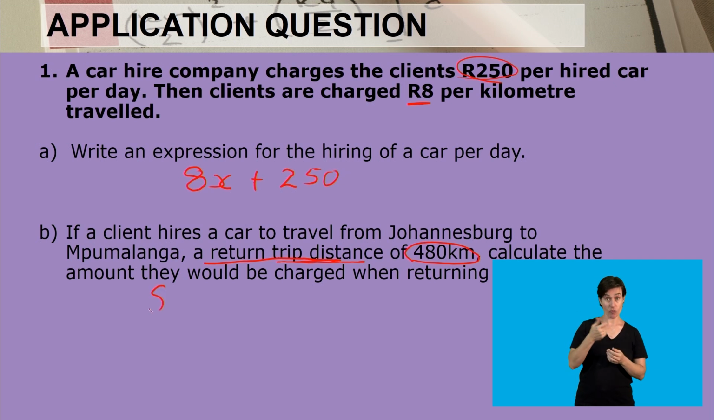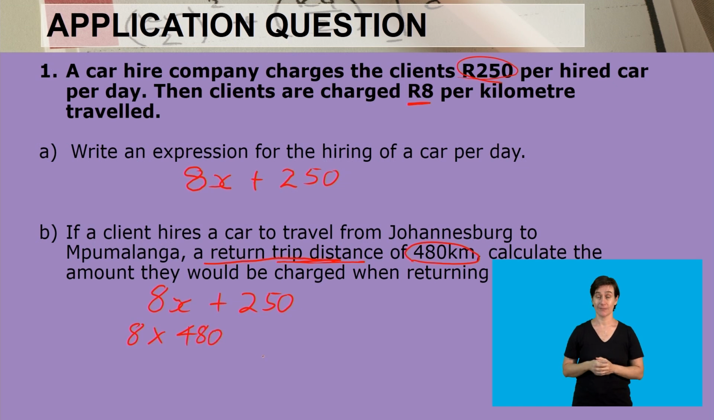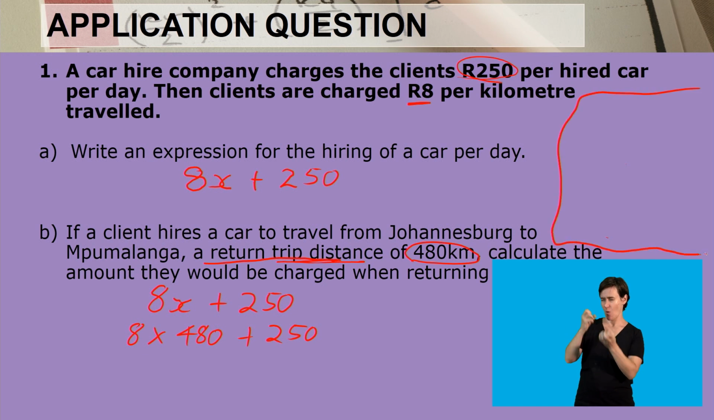So we write the expression that we have, which is 8x plus 250. And then in the place of x, we now substitute 480. So it would be 8 multiplied by 480 plus 250. Now let's work out the answer without using a calculator. Let's multiply and add and compare our answers. I would make space at the top here so that I'm able to do the calculation without interfering with the question that we are doing.